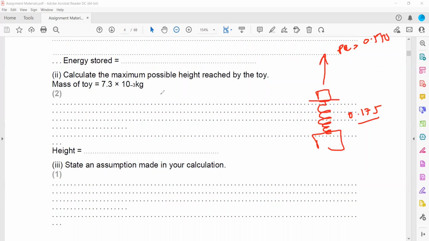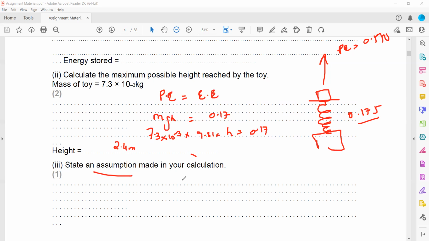So we want to calculate the height: potential energy is equal to elastic strain energy. Potential energy is mgh and elastic strain energy is 0.17. The mass of the toy is 7.3 times 10 to the power minus 3. The gravity is 9.81. The height we don't know, and 0.17. So this whole factor is multiplied, the other side will be divided: 0.17 divided by 7.3 times 10 to the power minus 3 and 9.81, which will be approximately 2.4 meters.